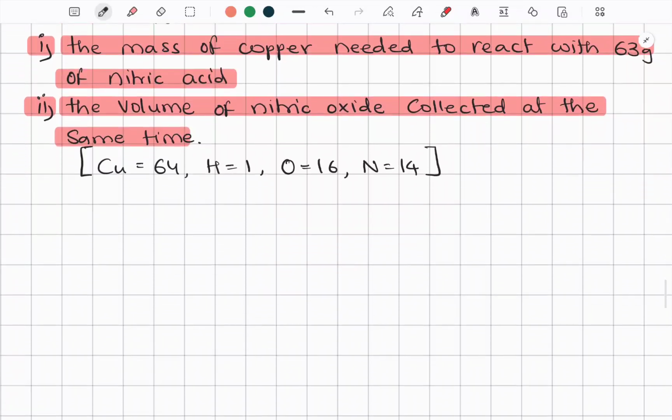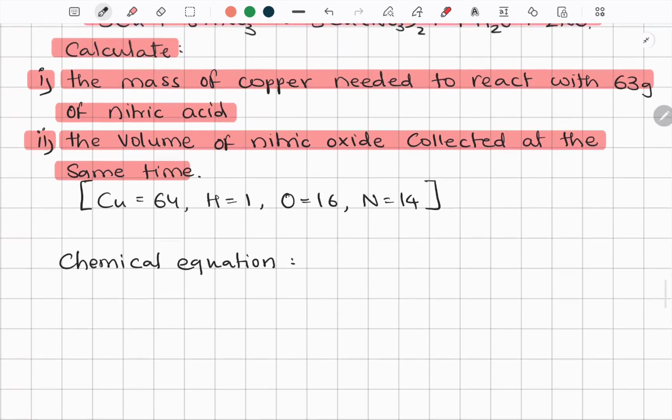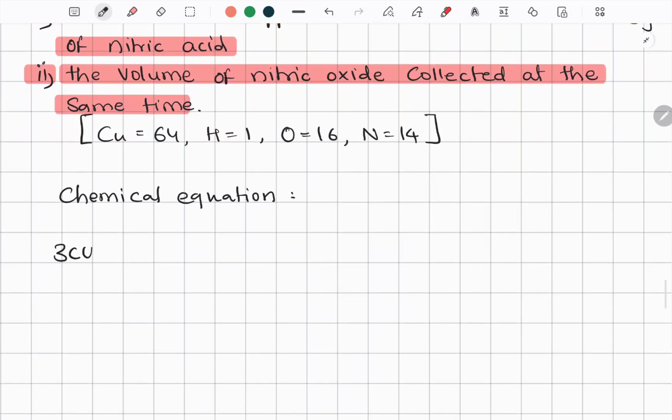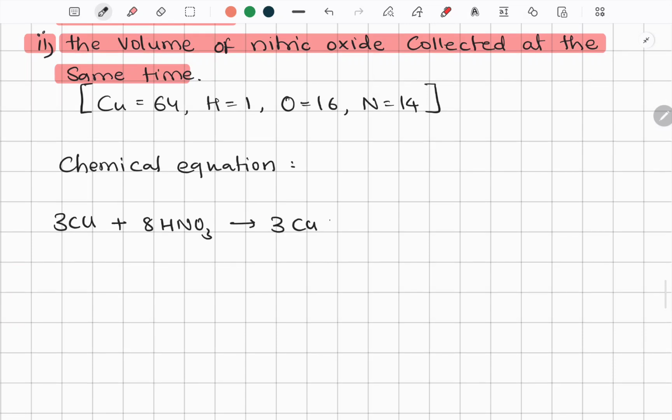So first of all, let's write down the balanced chemical equation once again. What is the chemical equation given? It's given that when 3 Cu reacts with 8 HNO3, it gives us 3 Cu(NO3)2 plus 4 molecules of water plus 2 NO, nitric oxide. That's the chemical equation given.